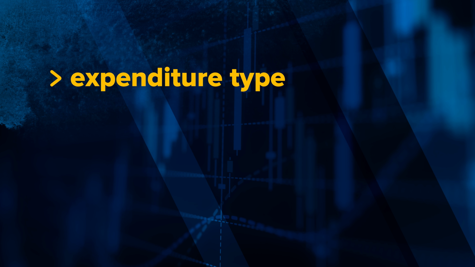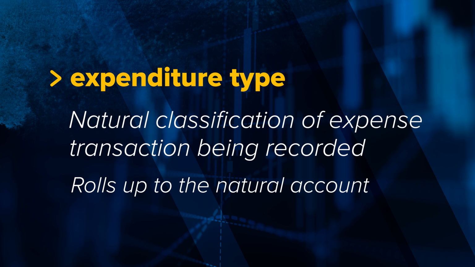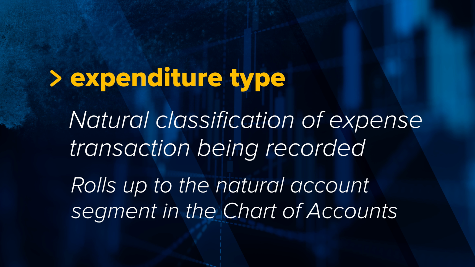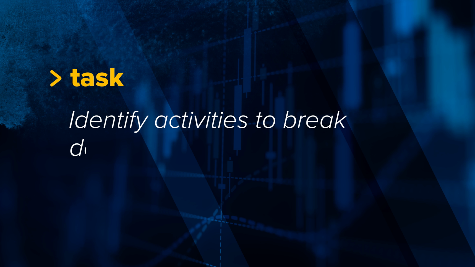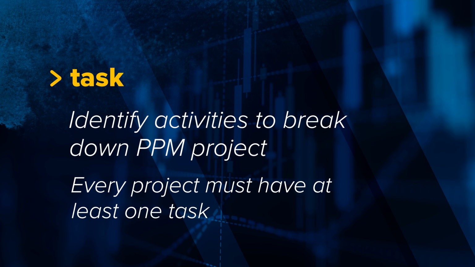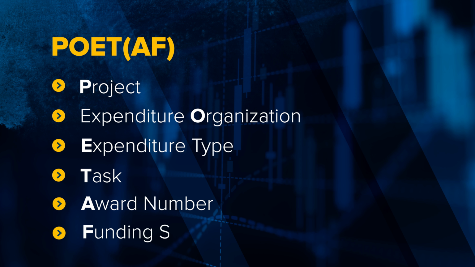Expenditure type is the natural classification of expense transaction being recorded. The POET expenditure type values roll up to the natural account segment value in the chart of accounts. And finally, task is used to identify activities to further break down a PPM project. Every project must have at least one task. The additional AF fields, award number and funding source, will be required for sponsored research projects. The award number is usually assigned by the sponsor, and the funding source is the name of the sponsor providing the funds.